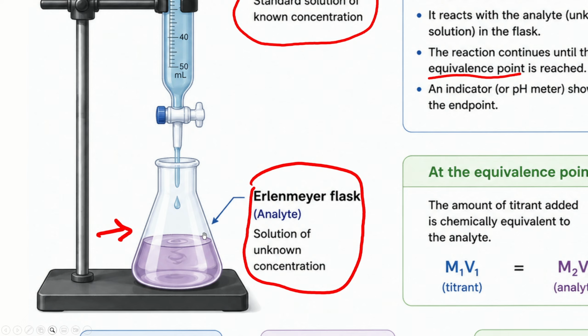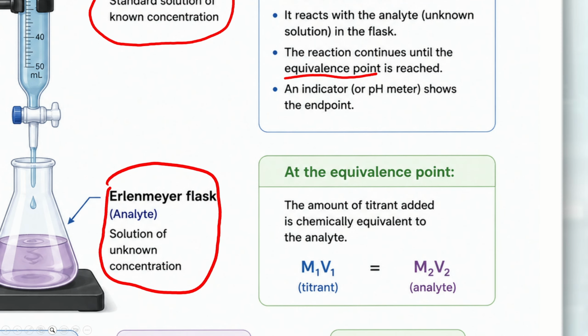We don't know the number of moles of the analyte that are present, but they will actually end up becoming equal to one another. So basically, at the equivalence point, the amount of the titrant added is chemically equivalent to the analyte. It simply means that the number of moles of the titrant, or the standard solution, that is being added is now equal to the number of moles of the analyte that was present. So hence we have this formula for the equivalence point.